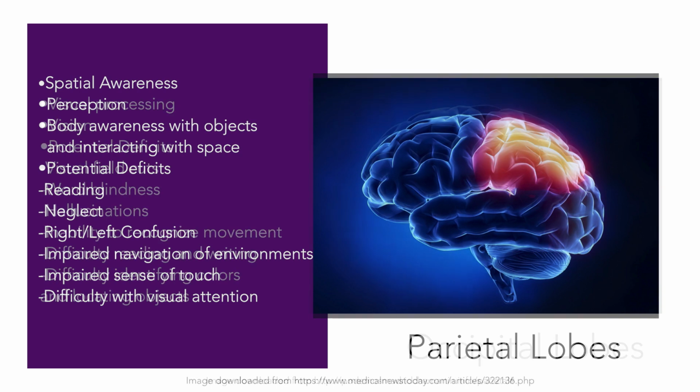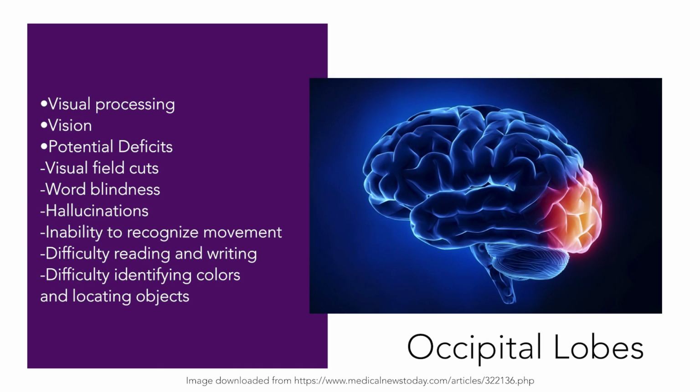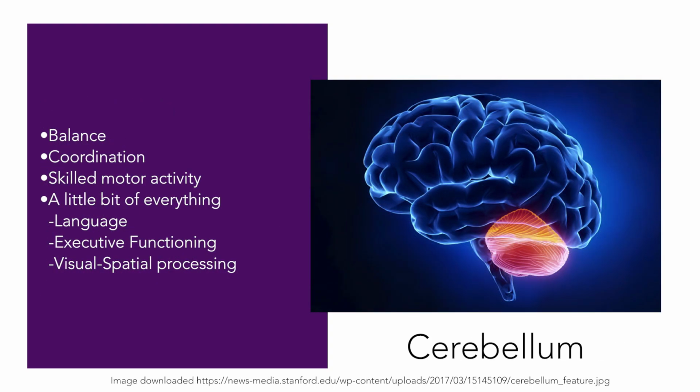At the back part of the cerebral cortex, we find the occipital lobe. This is primarily where visual processing is taking place. Damage to this area can cause a variety of problems as well, including visual field cuts, hallucinations, difficulty identifying words, colors, and locating objects. Another large area of the brain beneath the cerebral cortex and part of the hindbrain, as I mentioned, is the cerebellum.